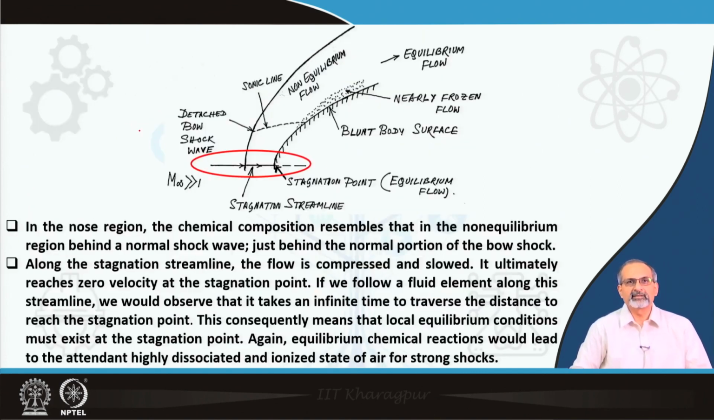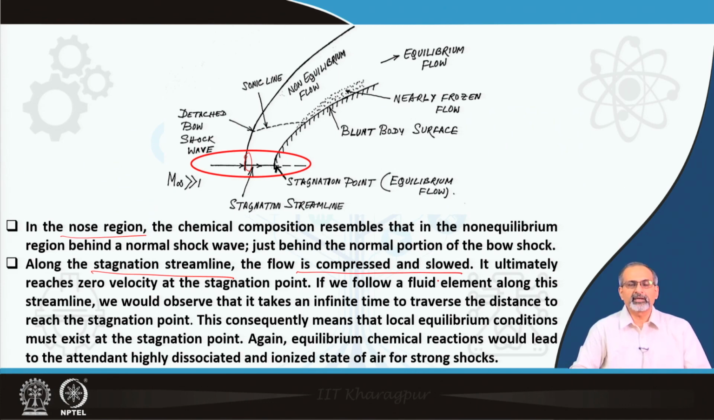Proceeding with that discussion, in the nose region, the chemical composition resembles that in the non-equilibrium region behind a normal shock wave, immediately behind the normal portion of the bow shock. So, we expect that it would start behaving like a non-equilibrium region, like the way we studied there. However, there is a very important fact which sets it aside. As it is the stagnation streamline, the flow will get compressed and slowed. It ultimately reaches 0 velocity at the stagnation point.